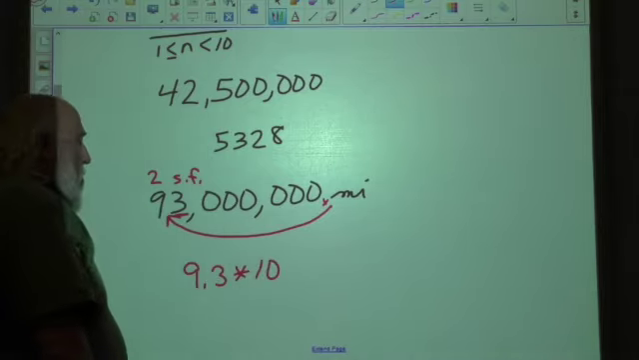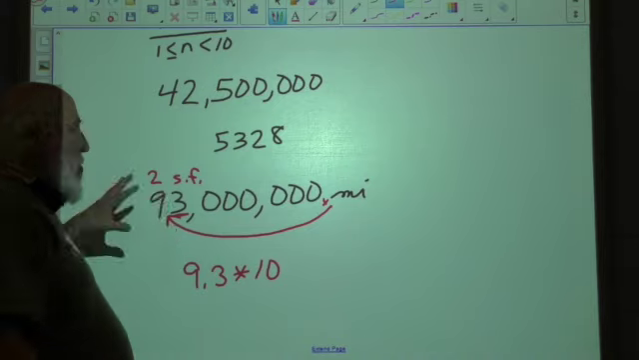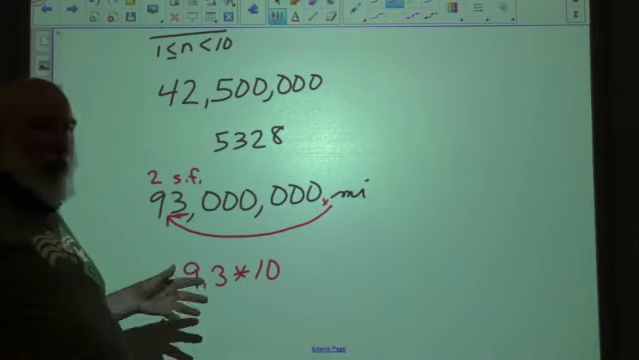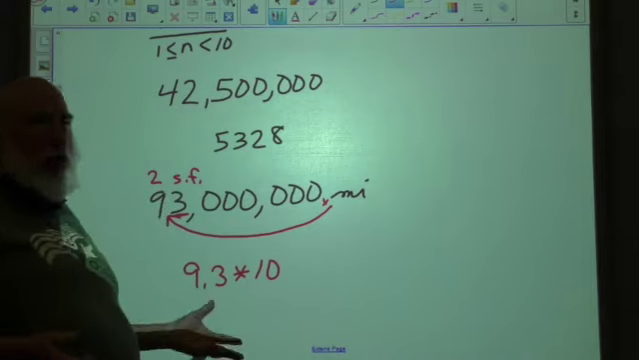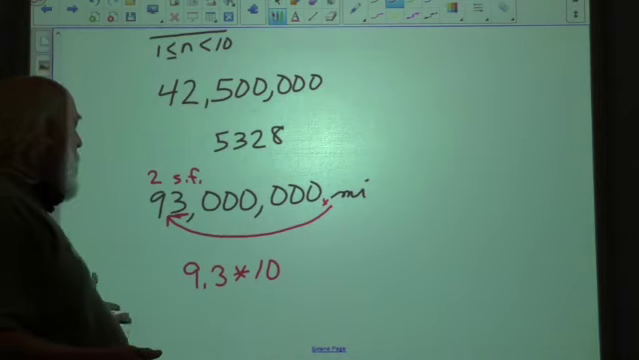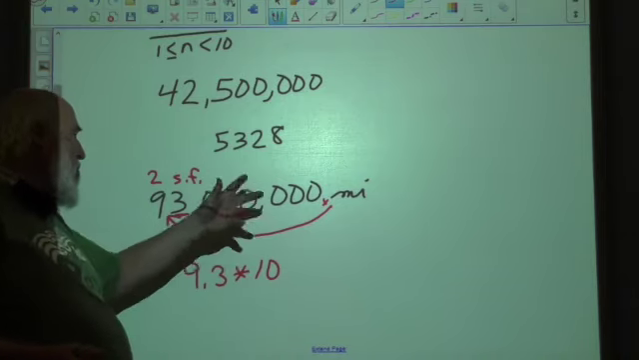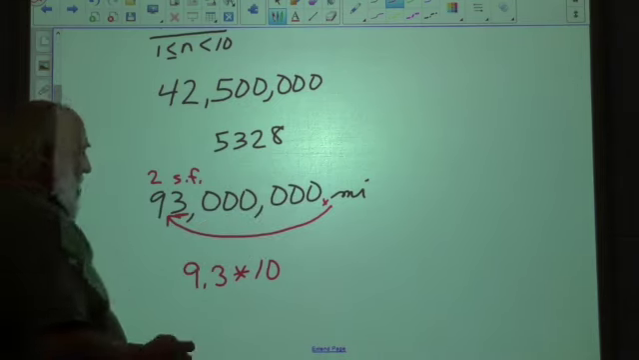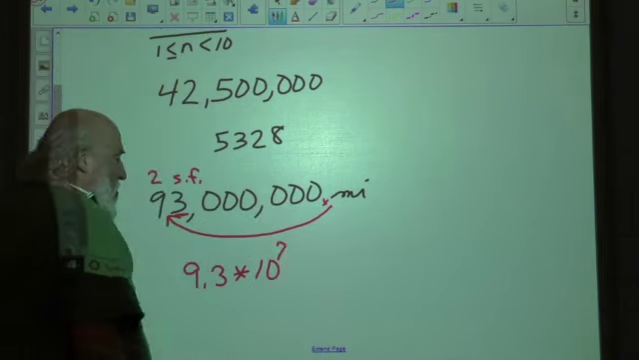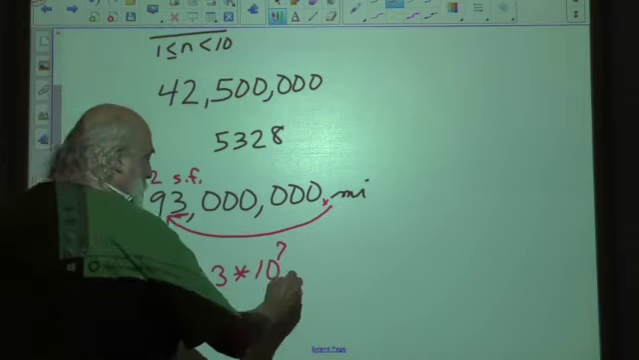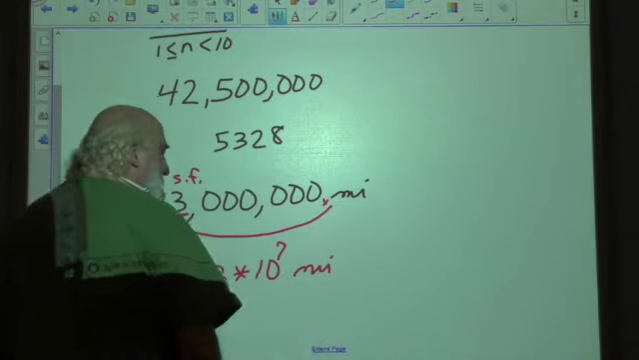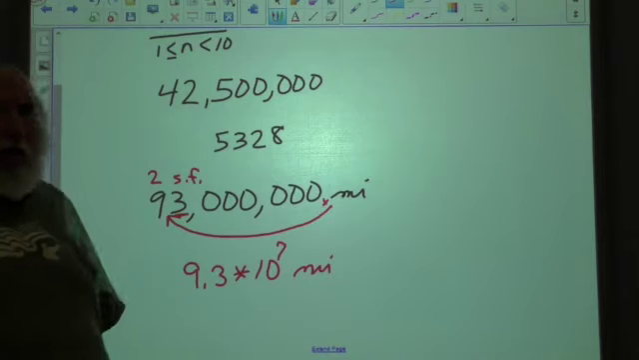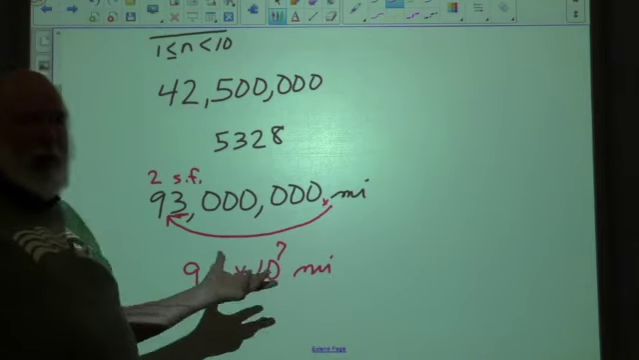Well, since this is a large number, we know that this is going to be a positive exponent. And when I say large number, it's going to be greater than 1. All right? So, we count the number of decimal places we have to move the decimal point, and it's 7. So we put a 7 right there. And that is, with the label miles, the scientific notation representation of an astronomical unit.